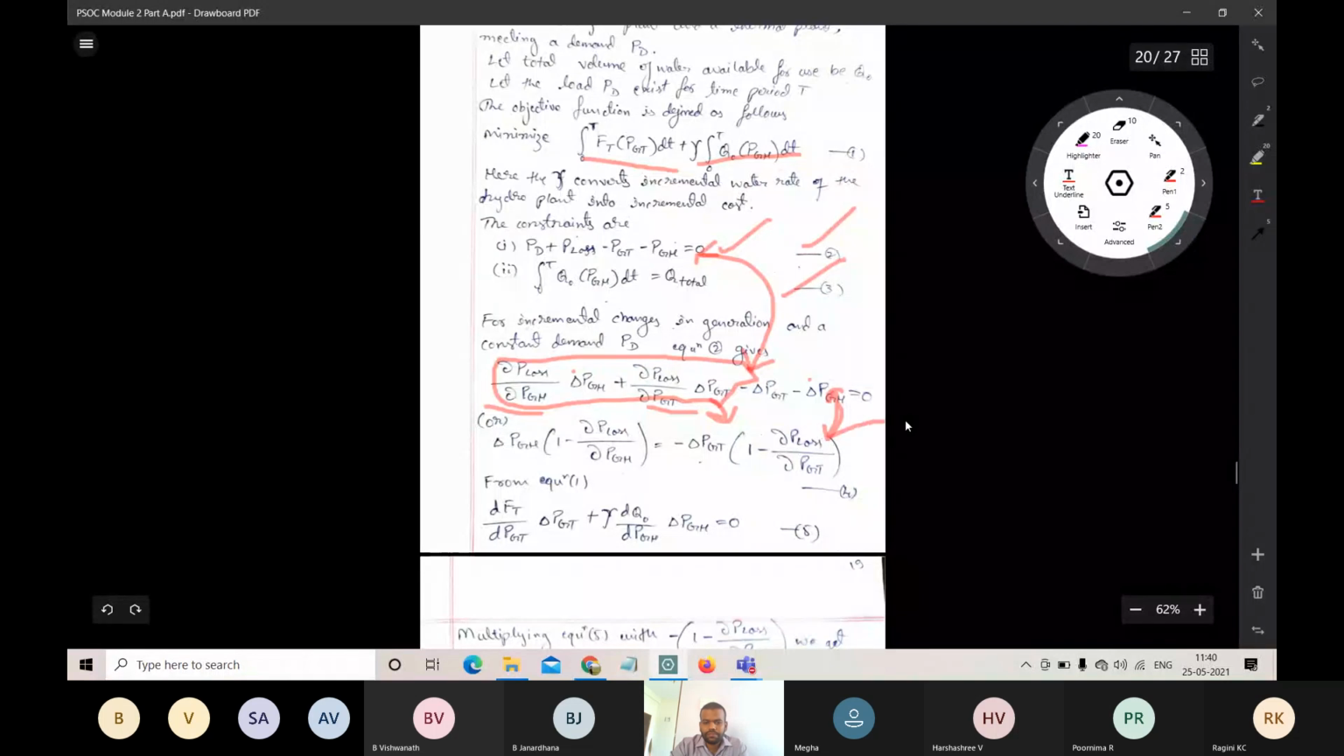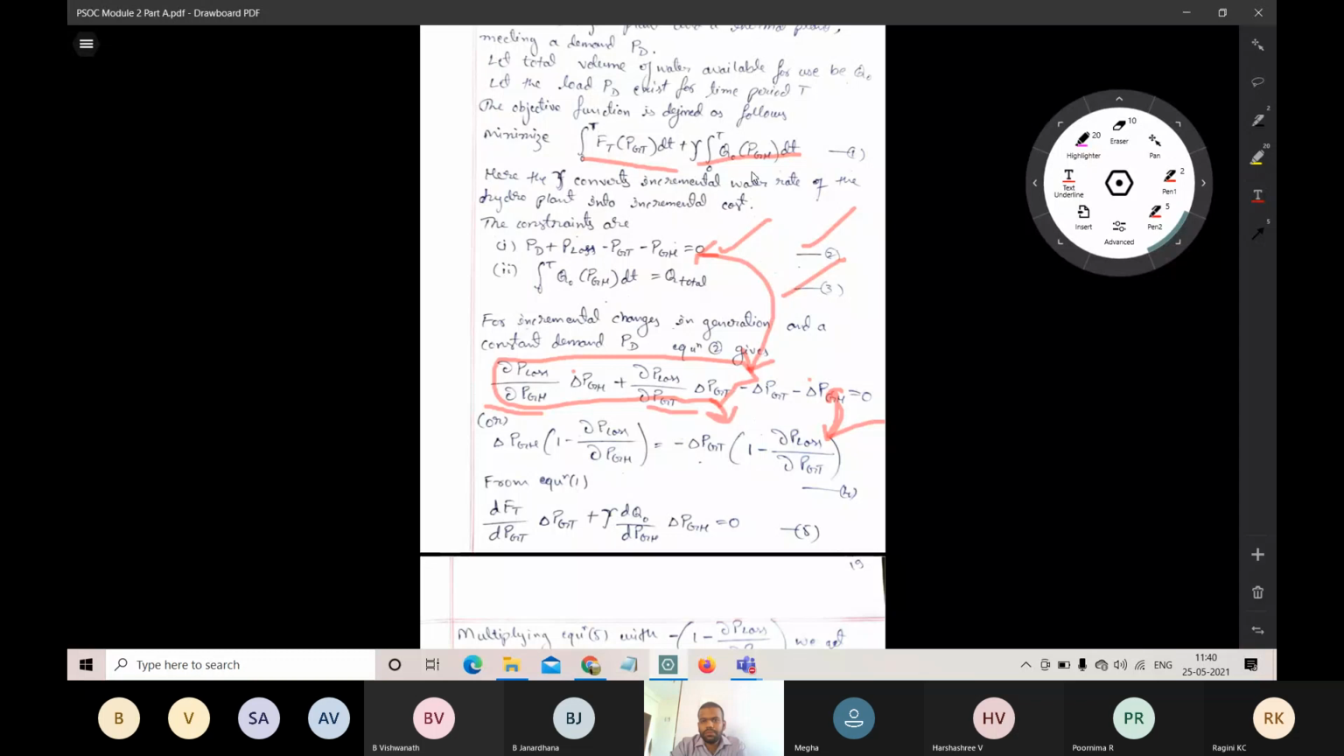These two equations are the same. And using equation 1, equation 1 is satisfying the objective function of the penalty factor method. So which is that objective function?